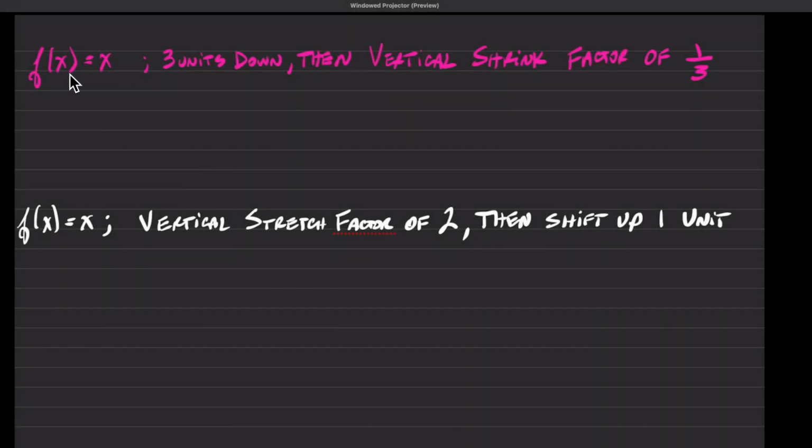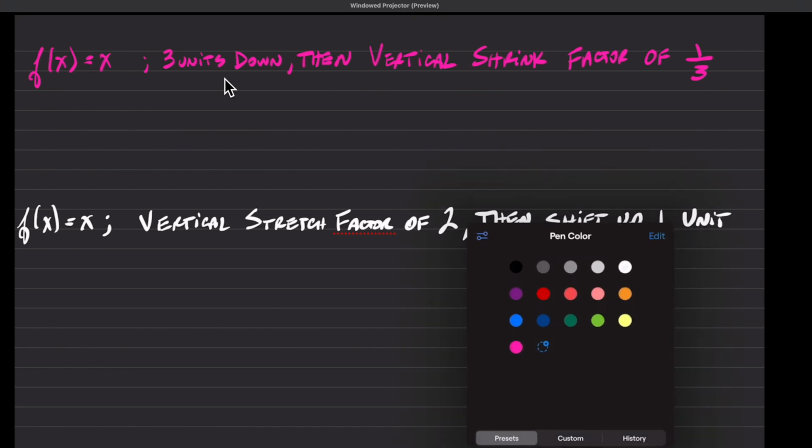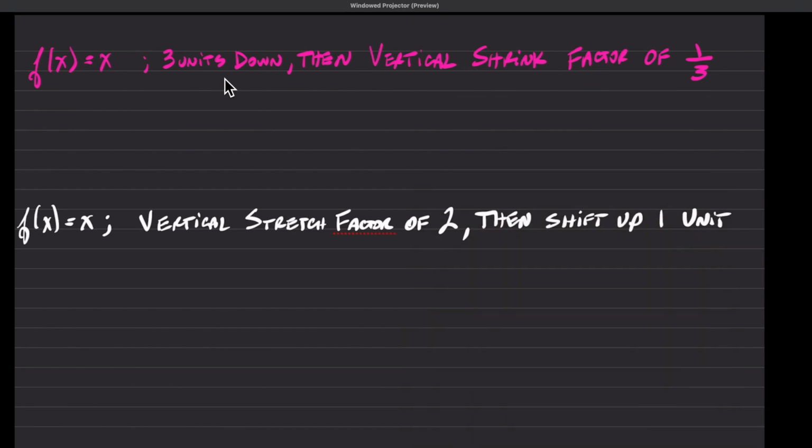Next, we are given a real-world function of f of x equals x. We're asked to shift 3 units down and then do a vertical shrink of a factor of 3. So very interesting. We're doing both vertical transformations, so we're going to be outside of the parentheses. So let's do our theoretic transformation first.